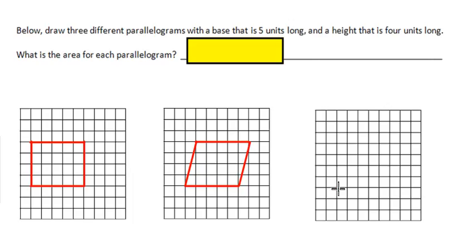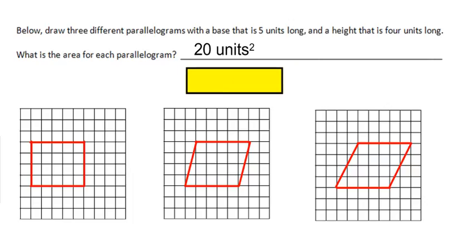And now this last one, 1, 2, 3, 4, 5. And I'm going to do it here. 1, 2, 3, 4 is my height. 1, 2, 3, 4, 5. And then I'll connect my two bases. So all 3 of these parallelograms have a base of 5 units and a height of 4 units. The area would be A equals B times H. 5 times 4, 20 units squared.